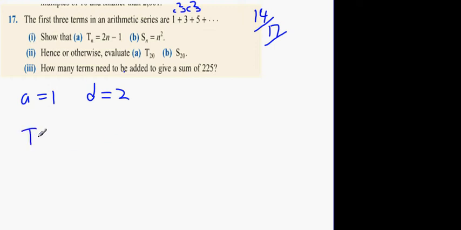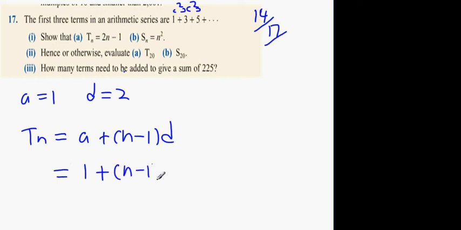So we need to write down the Tn formula. Tn equals a plus n minus 1 times d. Then we're going to get 1 plus n minus 1 times 2, and then 1 plus 2n minus 2. That's going to equal 2n minus 1. That's Tn right there, okay?